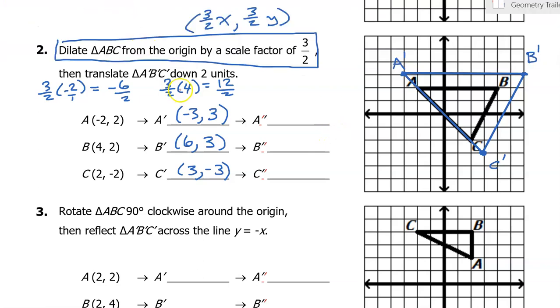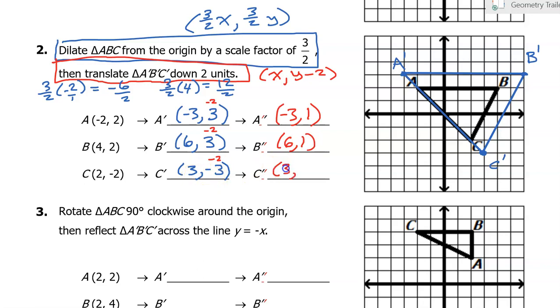So now it's time for the second transformation. So now we are going to translate the blue triangle down 2 units. So that's going to affect the y values. The x value will stay the same, but we will do y minus 2. So as far as these points go, the x value will stay the same, but I'm going to subtract 2 from each of these y values. So this is going to give me 1. All right, and here I'll have 6 comma 1. And this one will be 3 comma, and negative 2 and negative 3 make negative 5.